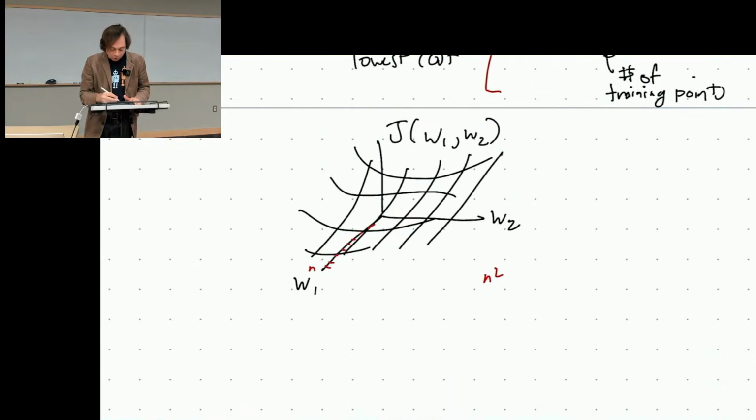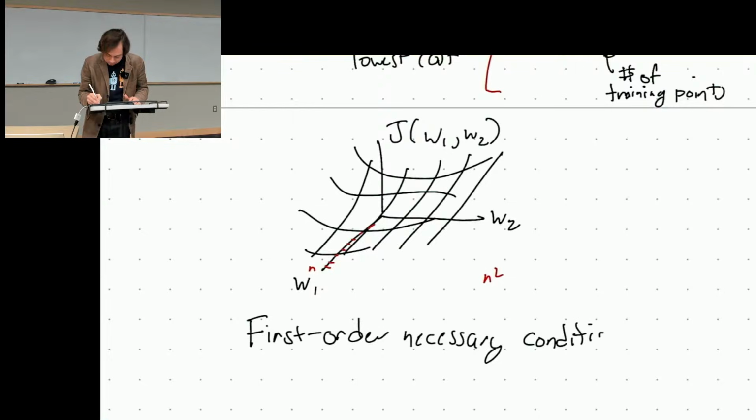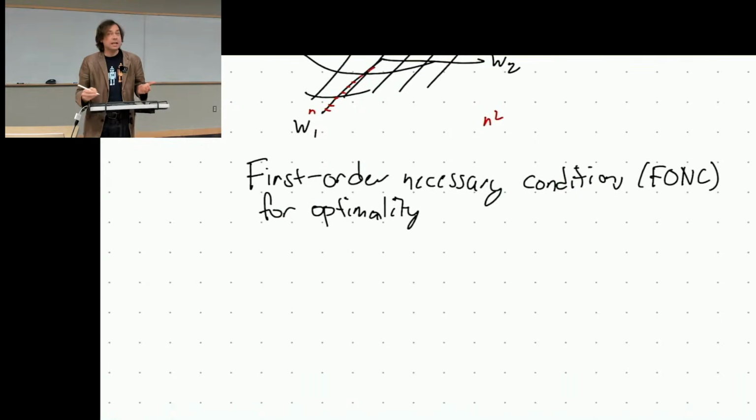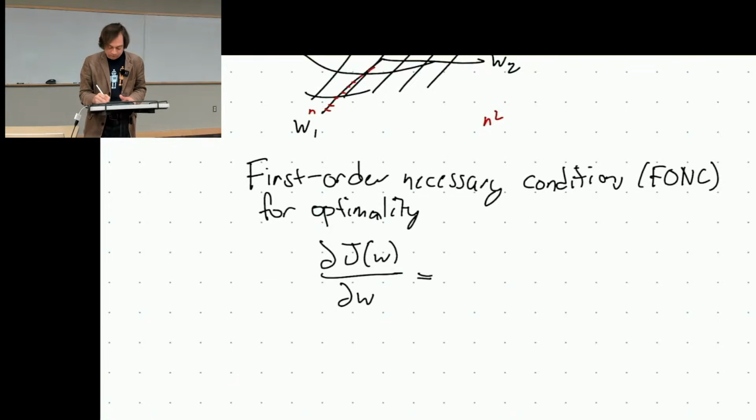Okay? So we call this the first order necessary conditions, or the FONC, for optimality. Meaning that you could say the partial derivative of j of w with respect to w, all your decisions, is 0.